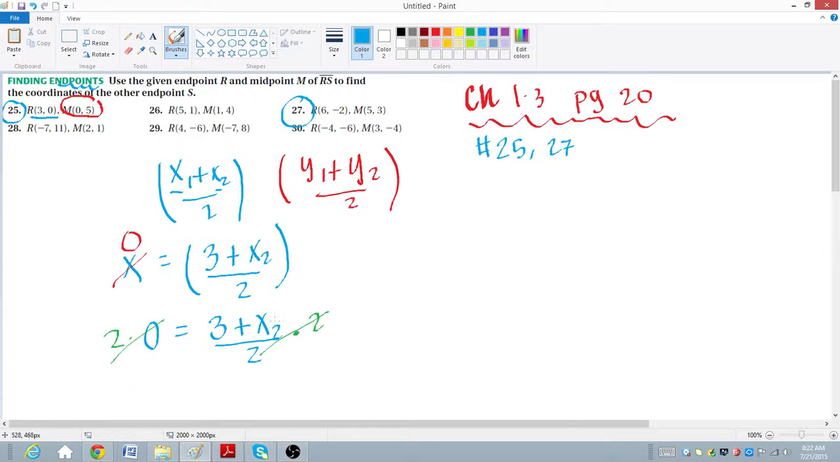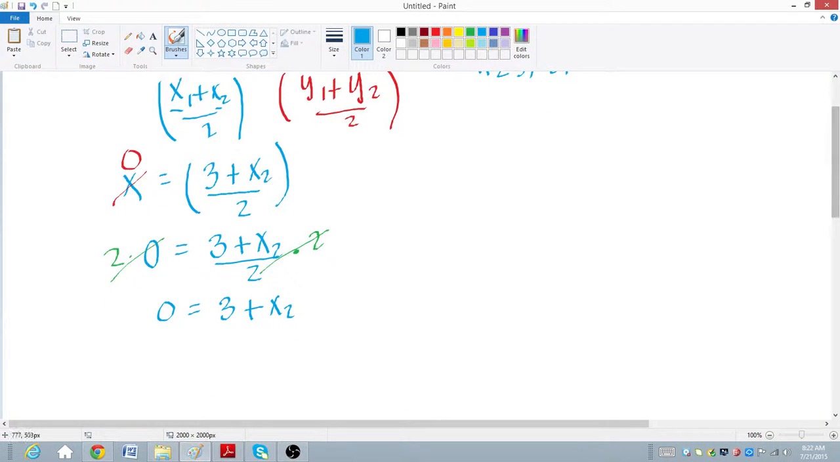I have 0 is equal to 3 plus x2. Now the goal is to get x2 by itself. So to get x2 by itself, I'm going to subtract 3 from both sides. Minus 3 here, minus 3 here. And now my x2 is equal to negative 3. So this is not the midpoint. This is for the endpoint, all right?